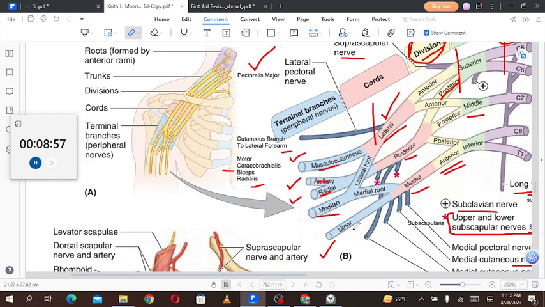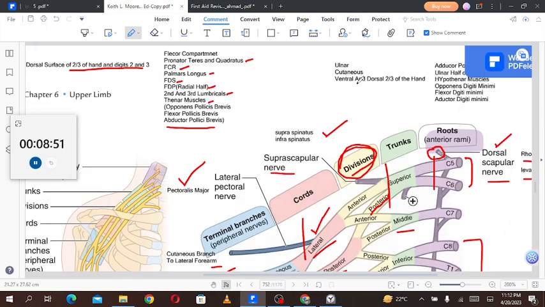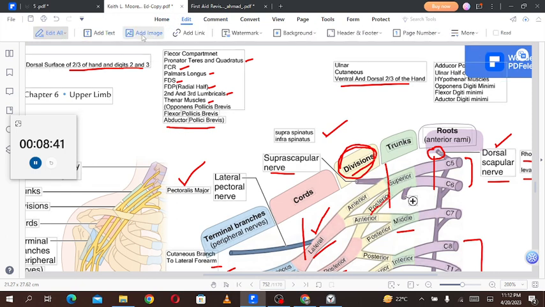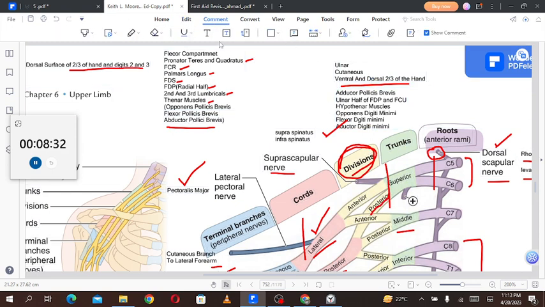Then talking about the last one, the ulnar nerve. The ulnar nerve supplies these muscles. Its cutaneous innervation is to the ventral and dorsal surface of the medial third of the hand. I guess it's clear, but if it's not, let me show it. Here you can see the muscle supply of the ulnar nerve: the adductor pollicis, the ulnar half of the flexor digitorum profundus, and flexor carpi ulnaris.